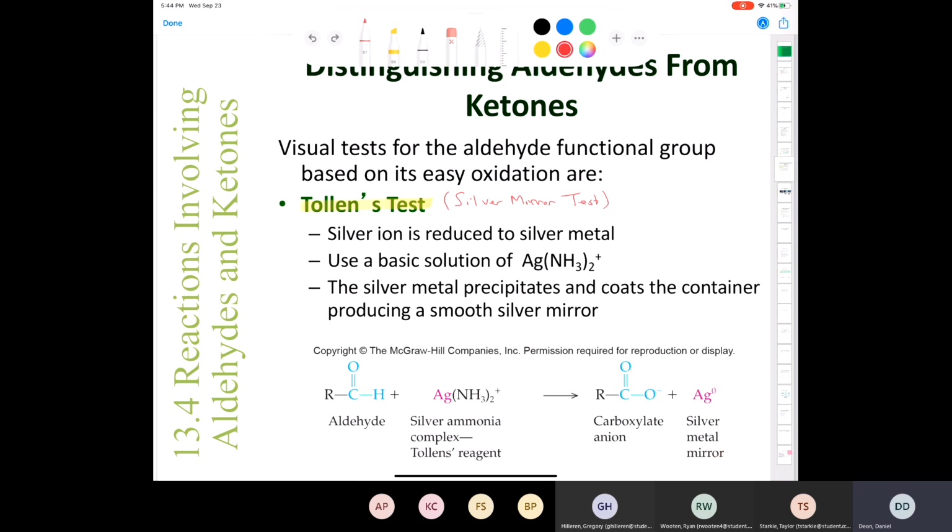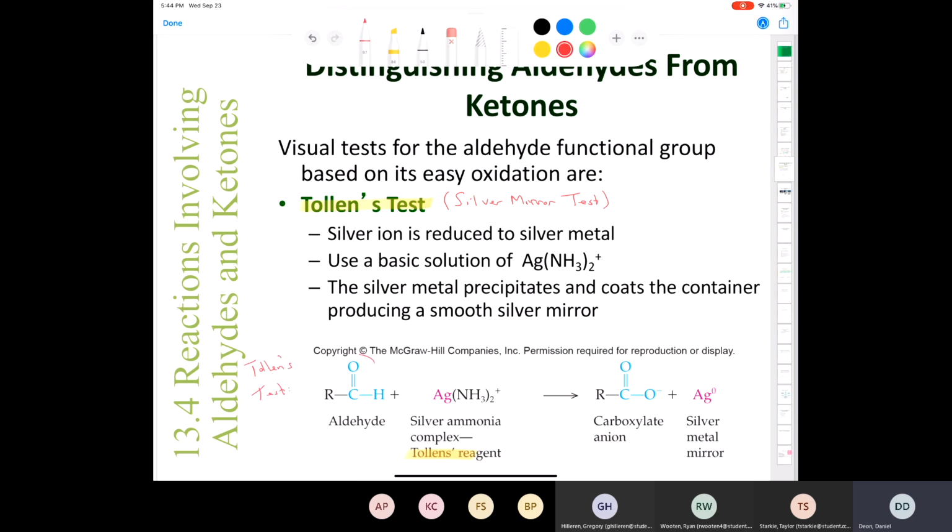You start out with a basic solution of this silver ammonia complex. Then again, the silver metal precipitates and coats the glass, producing a smooth silver mirror. Now, if you're wondering what the heck I'm talking about with mirrors, well, the whole point is this. If you take an aldehyde and treat it with this silver ammonia complex, which is called the Tollens reagent, this is the Tollens test, named after somebody named Tollens.